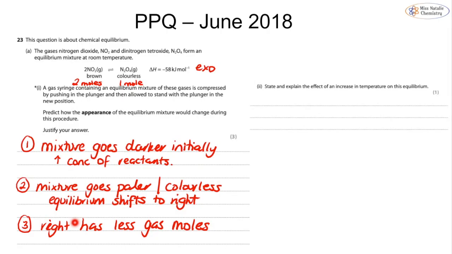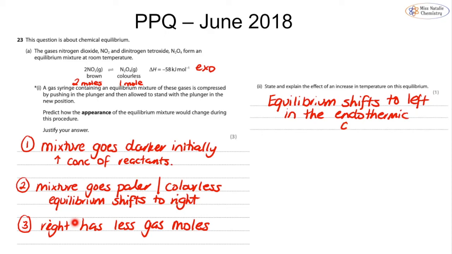For part 2, this is just a simple state and explain the effect of the increase in temperature on the equilibrium. Well, we know the forward reaction is exothermic, so if I increase the temperature, I'm going to see my endothermic reaction being favoured. So my equilibrium shifts this time to the left, and it shifts in the endothermic direction. And because it is for 1 mark, we don't need to go into any more detail than that.